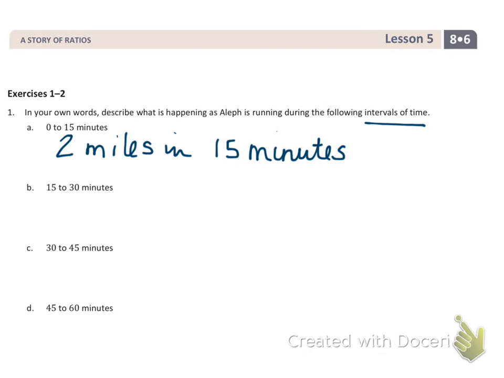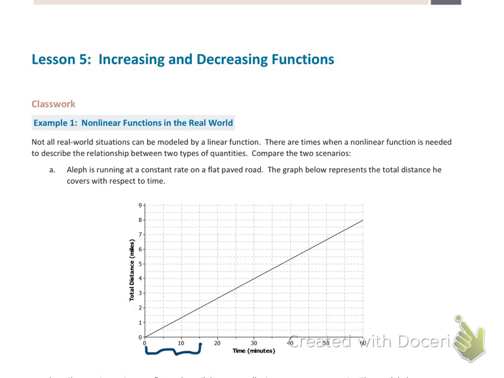Okay, because we're asked to describe what is happening as Aleph is running these different intervals of time. So between 15 and 30 minutes, let's go back and look at that. Between 15 minutes, which is right here, and 30 minutes, which is right here, his distance increased from 2 to 4, okay, which is what we would expect, right? Because he is traveling at a constant rate. So let's look at between 30, right here, and 45. We'll take 45 up to the graph. So we would expect another 2 miles. So there's 6 miles. And then between 45 and 60, another 2 miles, or 8 miles.